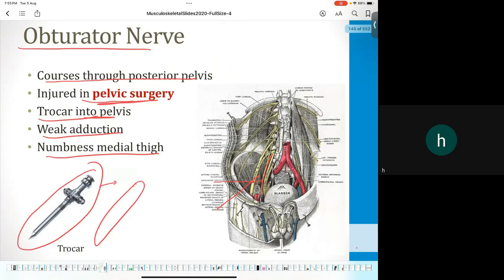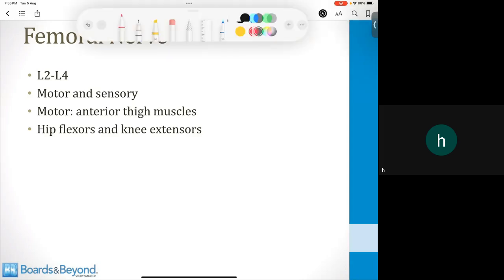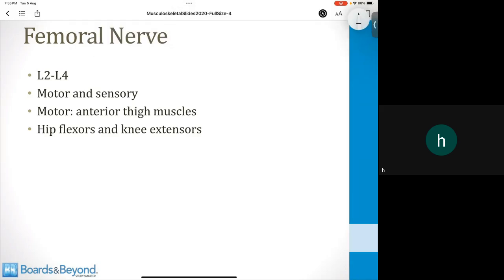We have an individual who was having some pelvic surgery. We inserted a trocar really deep. Which nerve is going to be compromised? The obturator nerve, right? The other one is the femoral nerve, and it's very simple. The femoral nerve has both motor and sensory innervation. It's going to supply the anterior thigh muscles.